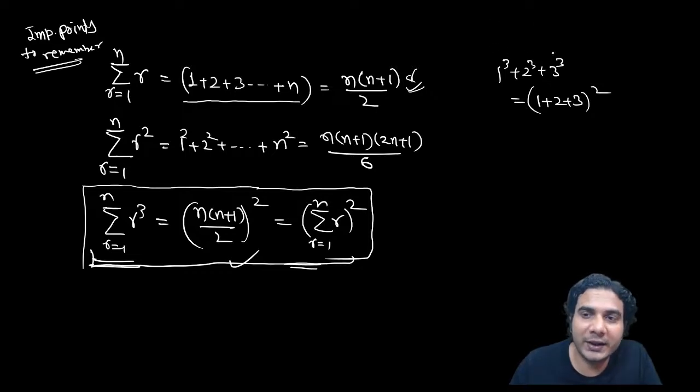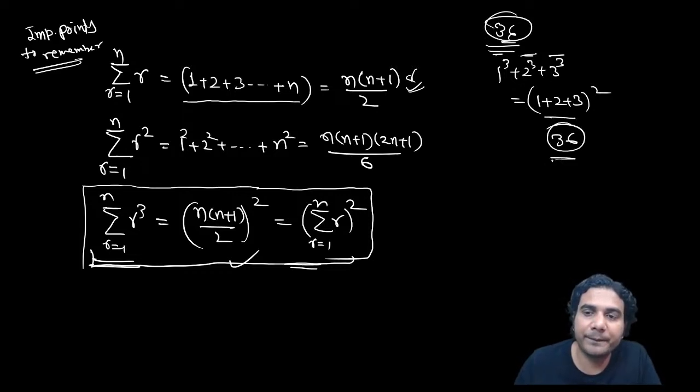If you want to check it, then check it. 1 cube is 1, 2 cube is 8, 3 cube is 27. 1 plus 8 is 9, plus 27 is 36. And you can see 6 square is also 36.